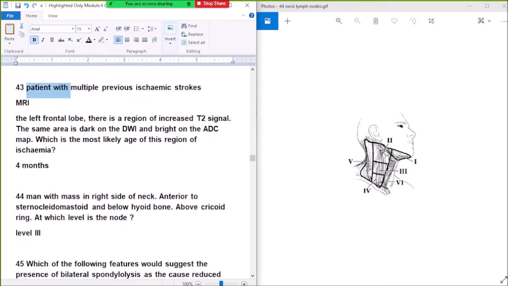Question 43. For a patient with multiple previous ischemic strokes, MRI shows in the left frontal lobe a region of increased FLAIR signal, and the same area is dark on DWI and bright on ADC map. Most likely age of this region of ischemia: 4 months.